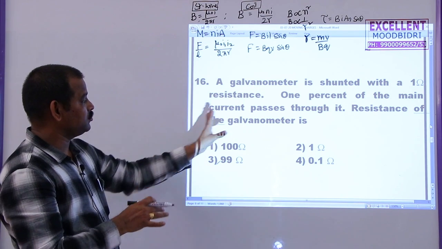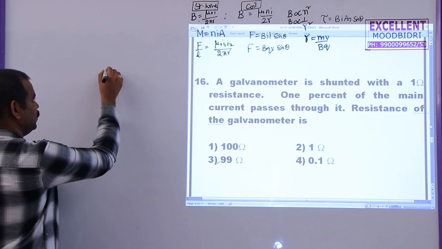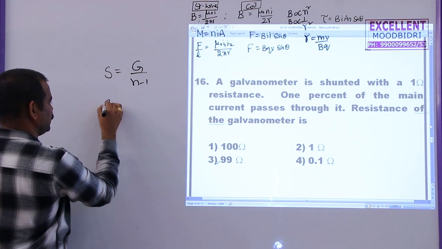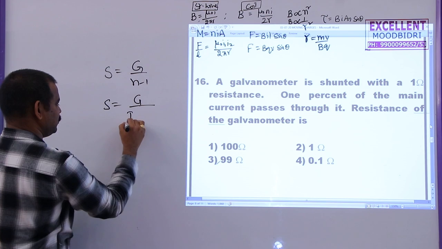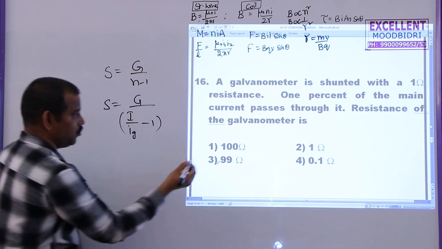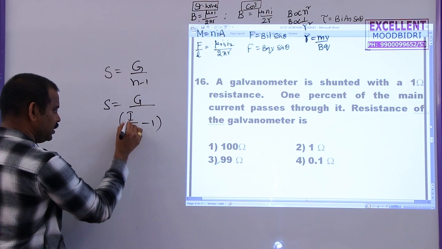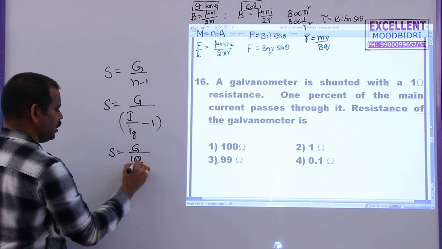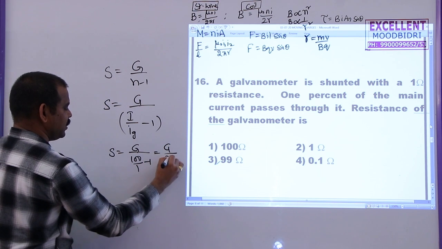A galvanometer is shunted with a 1 ohm resistance. 1% of the main current has to pass through it. The resistance of the galvanometer is? The shunt resistance is given by S is equal to G by n minus 1, that is G by the maximum or main current over the current through the galvanometer, minus 1. Here only 1% current has to go. So let us say the main current is 100, this will become 1. S is equal to G by 100 by 1 minus 1, that is G by 99.